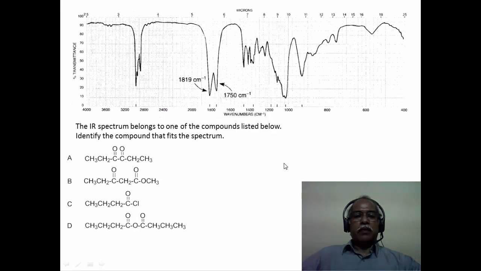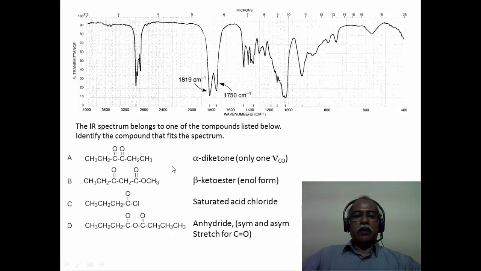Another interesting problem based on the carbonyl functional group assignment. You have alpha diketone. Remember, alpha diketone gives only one band in the infrared spectrum. They don't give two bands even though there are two carbonyl functional groups, because they have identical stretching frequency, so only one band is obtained. In the case of beta keto ester, it exists in the enol form also, so it will also give the OH stretching frequency if it were present. The fact that there is no OH stretching frequency here rules out the beta keto ester as the possibility in this particular case. Acid chlorides also give only one stretching frequency.